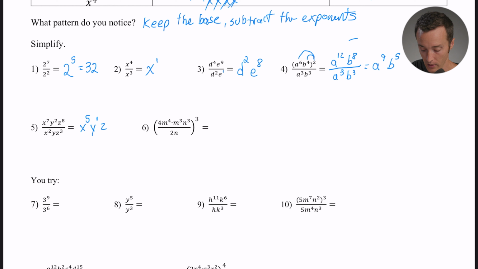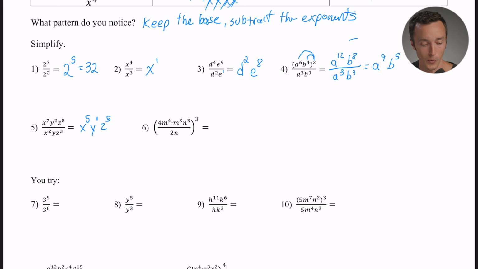If it makes you feel better, though, you can put in a 1 there. Typically, you won't see that like in a textbook or a standardized test or whatever. They'll just leave it blank. It's assumed that there's a 1. And then z to the 5th power, because 8 minus 3 gives me 5.